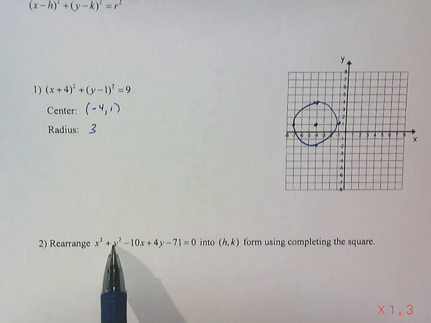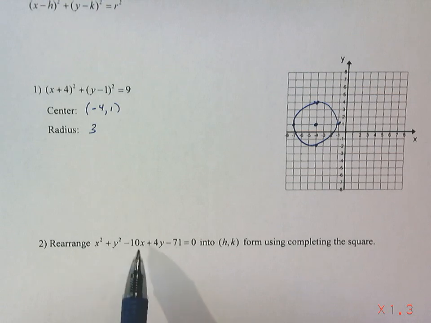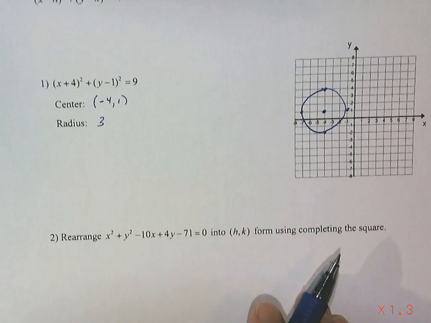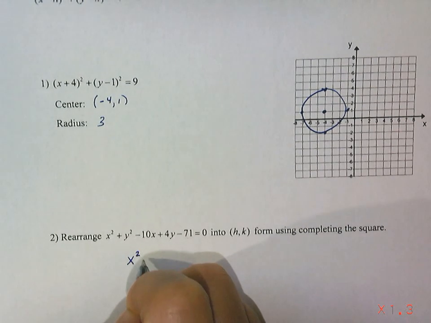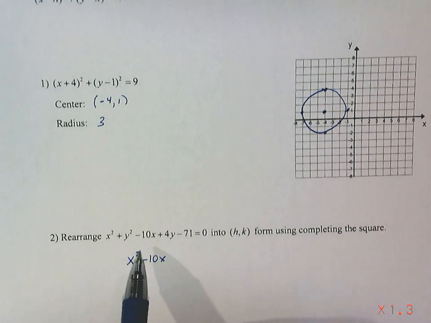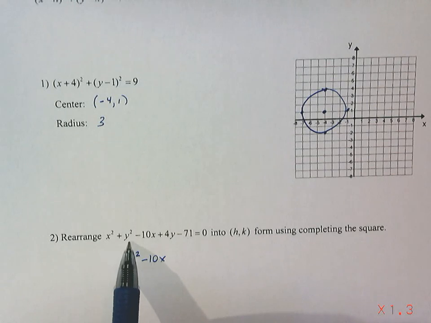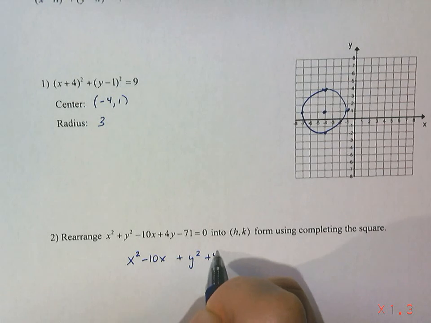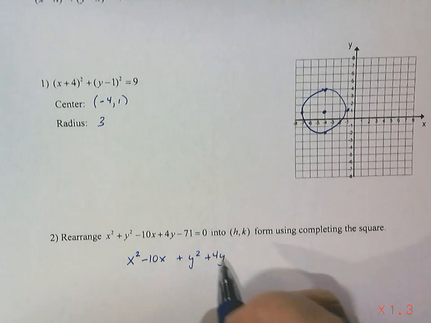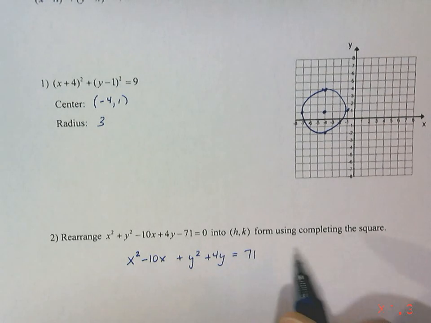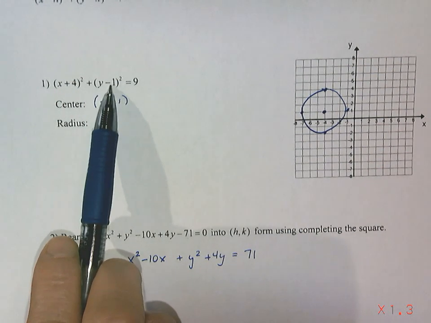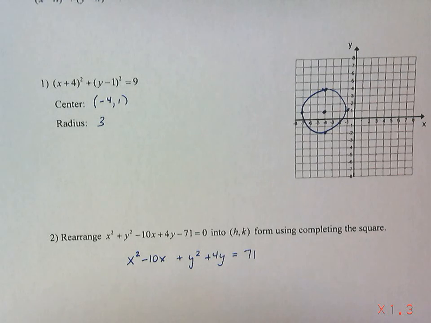I have an x squared and a y squared. So I want to keep both of those together, but I want to put all the x's together. So I'm going to say x squared minus 10x. And I'm going to put the y's together, so I have a positive y squared plus 4y. And I'm going to move the constant to the other side. That gives me my x's and y's on my left-hand side like it did here, and a number on the right-hand side.